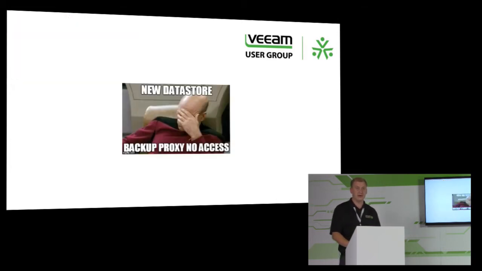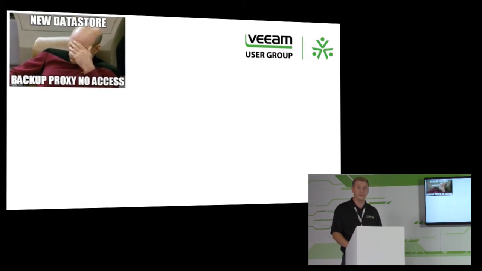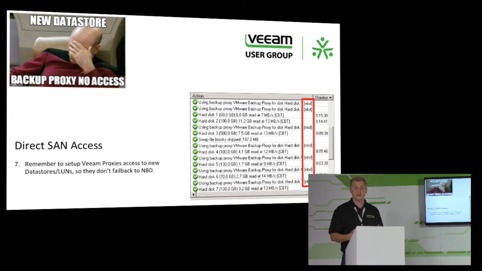Another item I have seen quite often is customers doing direct SAN access for the backups. Now, this is a fantastic setup. You'll probably get really good performance from this. But the problem that you might incur, if you're using Fiber Channel or maybe iSCSI, is that the proxy also needs to have access to any new LUNs or data stores that you set up.